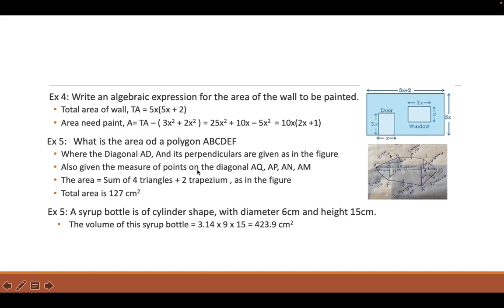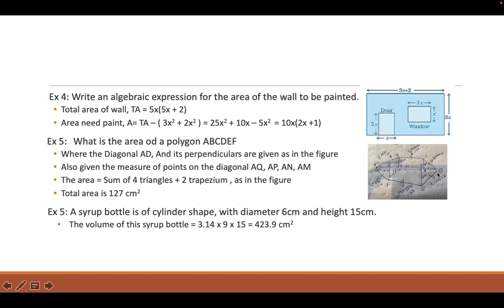We know AD, and the positions of these points are given. Q, P, N, and M are given on this line. How far they are from A is given. So that gives us the base dimensions, and then the height you can evaluate. So area is equal to the sum of the four triangles plus two trapeziums. This is called a trapezium or a quadrilateral. So just add them up. I have calculated it here. After you put these points here and measure, this triangle's area is so and so, this trapezium's area is so and so, this trapezium's area is so and so, this triangle's area is so and so, and this triangle.